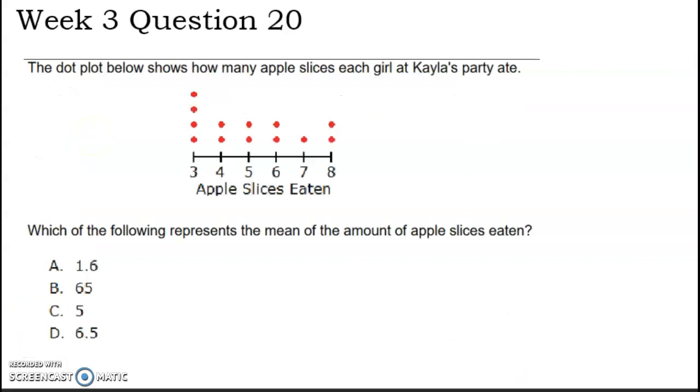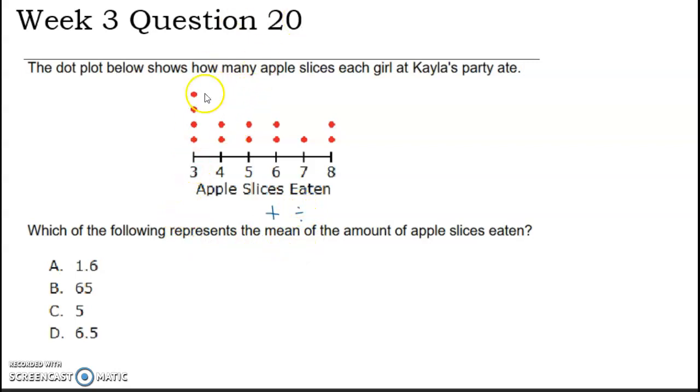Okay, very last one. The dot plot below shows how many apple slices each girl at Kayla's party ate. Which of the following represents the mean? Oh, we need the poem. Hey diddle diddle, the median's in the middle. You add and divide for the mean.